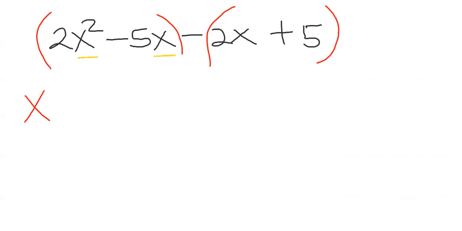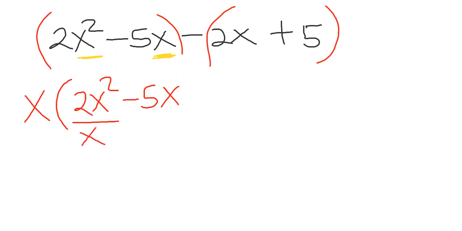Because we have x here and x here, it means we need to put an x outside the bracket. Then we take everything that is inside the bracket and divide it by what is outside the brackets. And we do the same this side. Now, if you look at this side, the highest common factor of 2 and 5 is going to be 1.